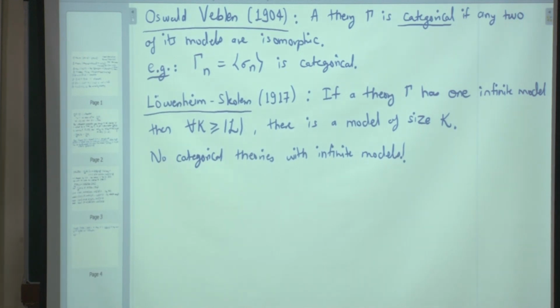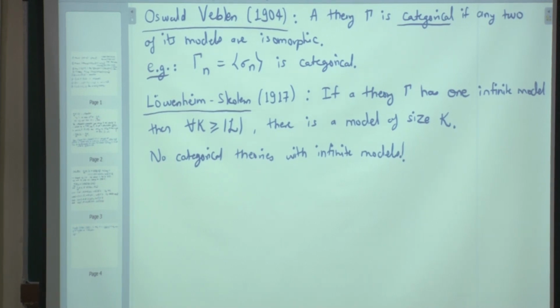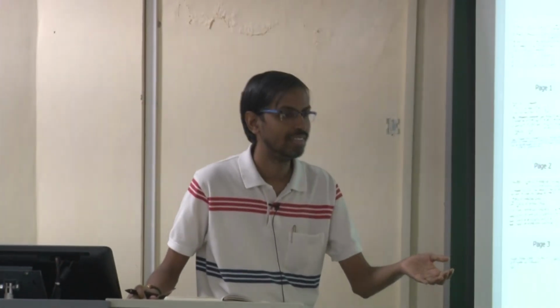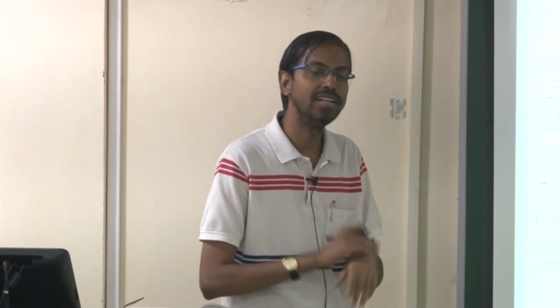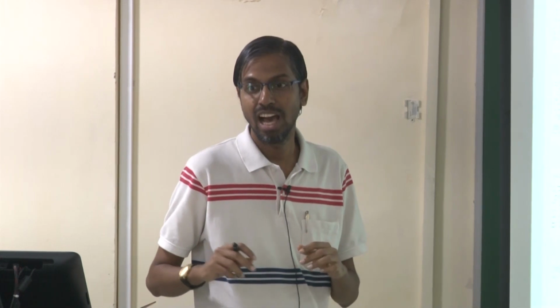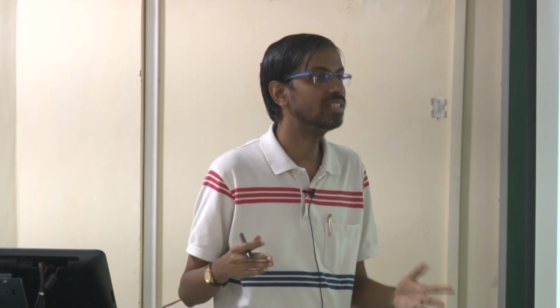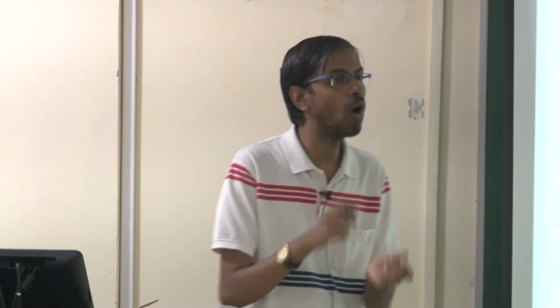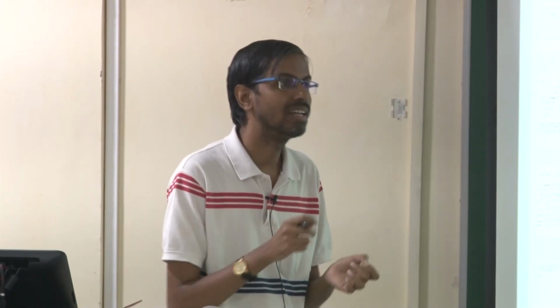Okay, so this was a very easy consequence of that, but a mathematician doesn't really stop. If you get a counterexample, then you modify your definition. So then people said, why not study a graded version of categoricity. What's a graded version? That you fix a cardinality and then ask whether there is a unique model of that cardinality up to isomorphism. So this is the definition of kappa categoricity.